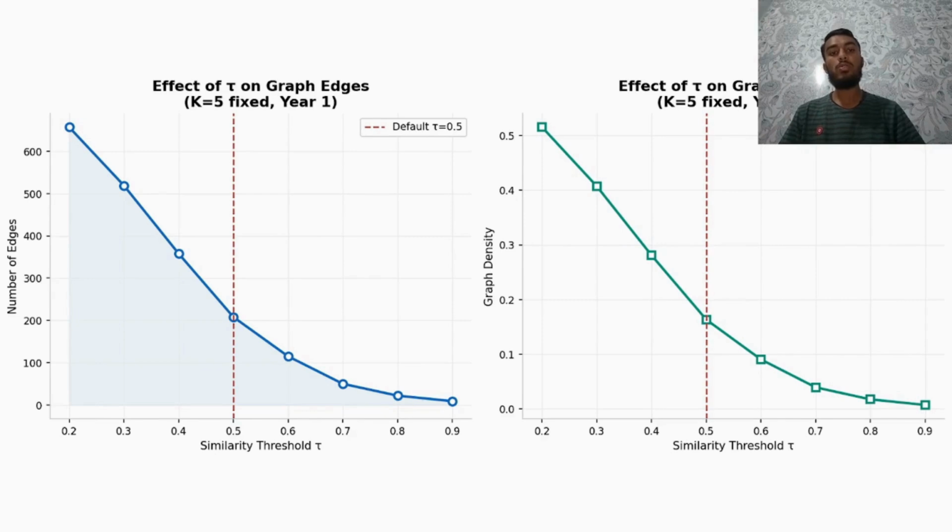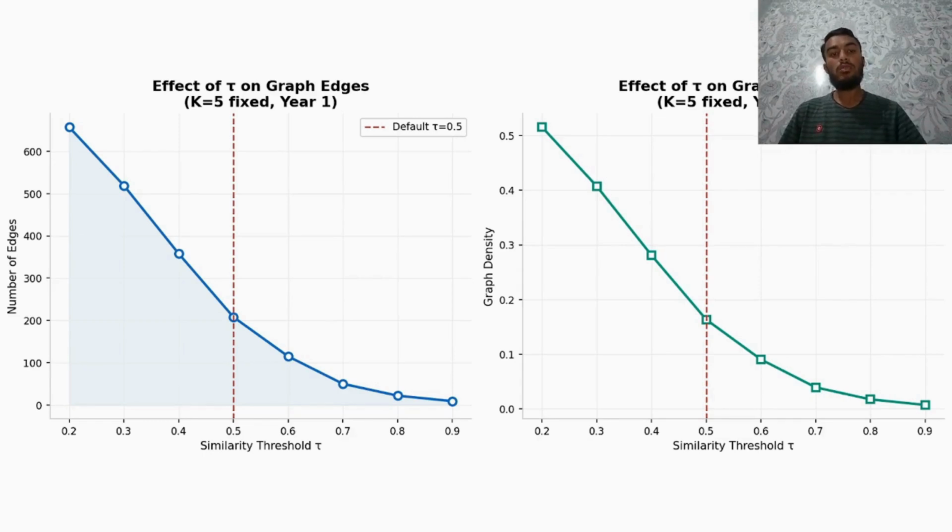At tau equals 0.2, the network is extremely dense. Almost everything is connected. At tau 0.5, which is our default, we get a moderate, interpretable network. By tau 0.8, only the strongest relationships survive: petrol and diesel, the two Bata footwear items, cooking oil and ghee. The right graph shows the same story in terms of density, how full the network is as a fraction of all possible edges. At low tau, the density approaches 1. At high tau, it drops below 0.01.